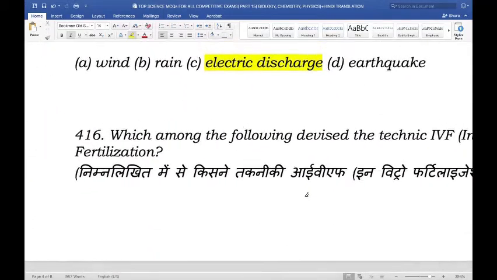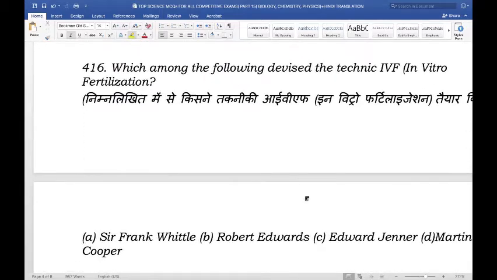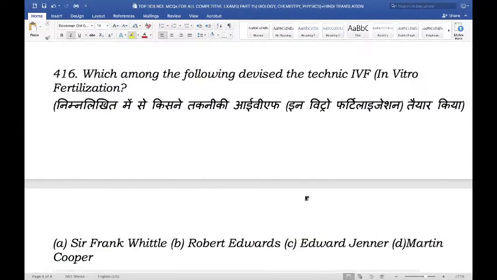Next question. Which among the following devised the technique IVF, which is also known as in vitro fertilization? Was it Sir Frank Whittle, Robert Edwards, Edward Jenner, or Martin Cooper? And the right answer here is Robert G. Edwards. Robert G. Edwards was awarded the Nobel Prize in Physiology or Medicine in 2010.